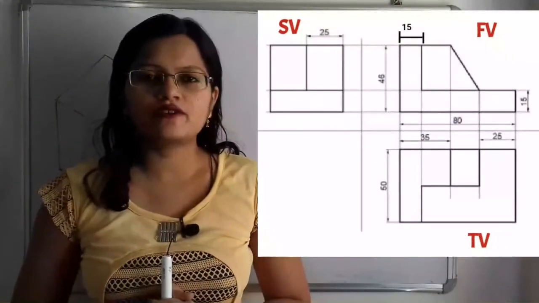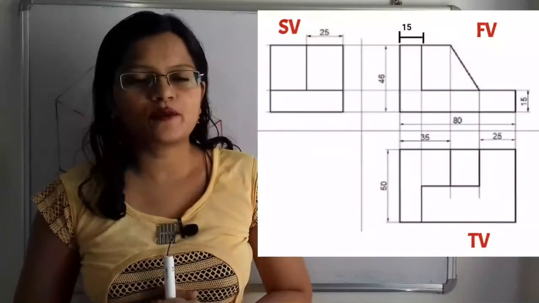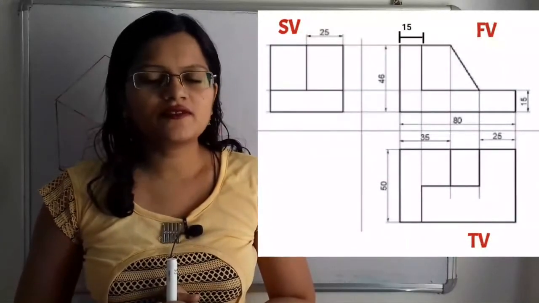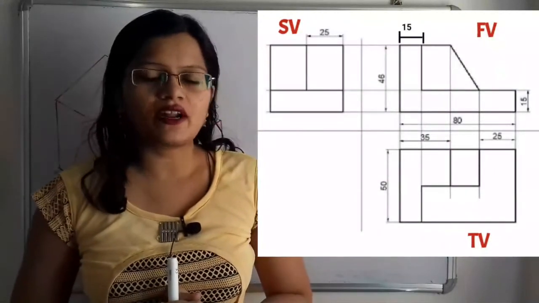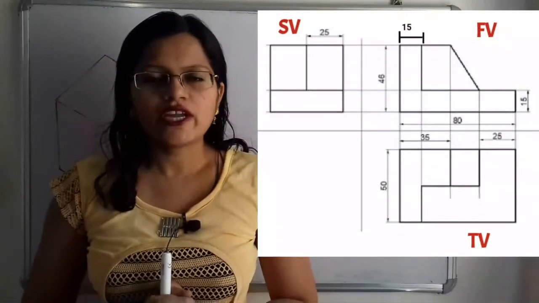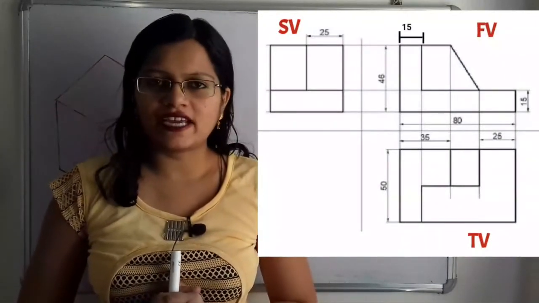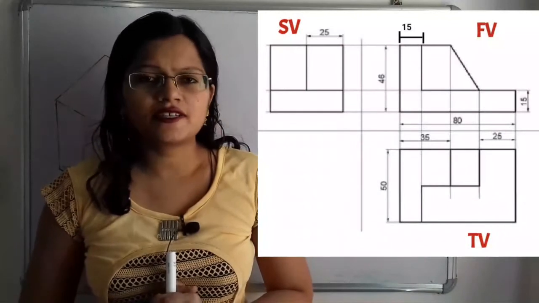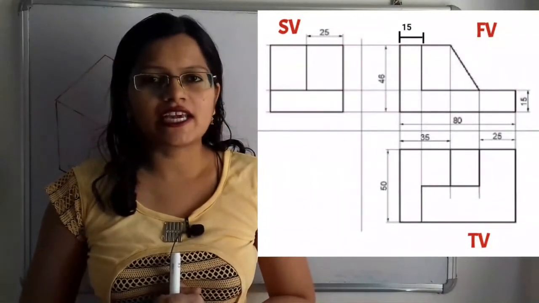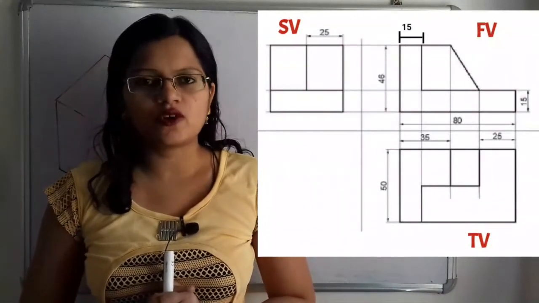Today we are going to solve a problem on isometric projection. So let us first observe the given orthographic projection. Here the front view, top view and side view are given. Let us first decide the total length, height and width for this object.